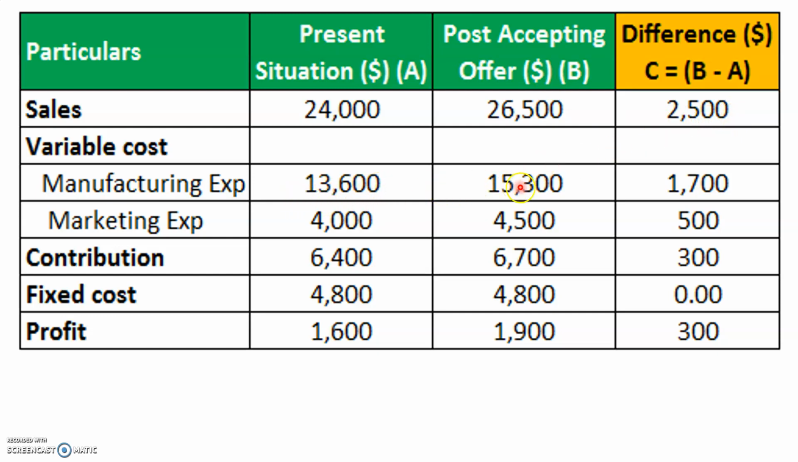Then manufacturing expense also increased. So incremental cost 1,700. Then marketing expense also increased by rupees 500. Then fixed cost: there is no change in the fixed cost, 4,800 each before accepting the offer and after accepting the offer. So there is no increase or decrease, no differential cost in the fixed cost. So the total profit, sales minus variable cost minus fixed cost, is 1,600 in the first case, and in the second case it is 1,900.